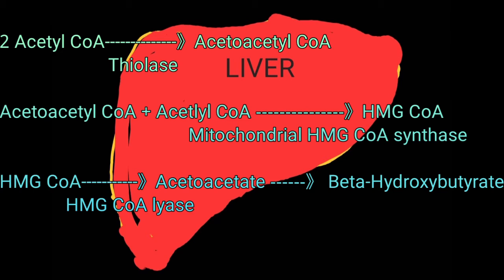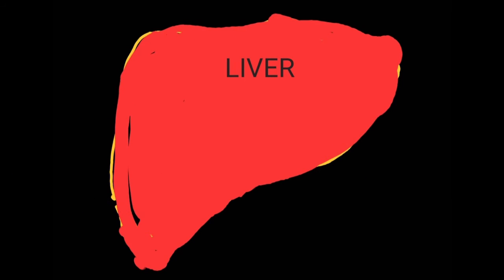HMG-CoA is further metabolized by HMG-CoA lyase, which will produce the first ketone body, acetoacetate. Acetoacetate can be further metabolized to produce acetone spontaneously or beta-hydroxybutyrate enzymatically. So the two major ketone bodies produced by the liver and found in circulation are acetoacetate and beta-hydroxybutyrate.